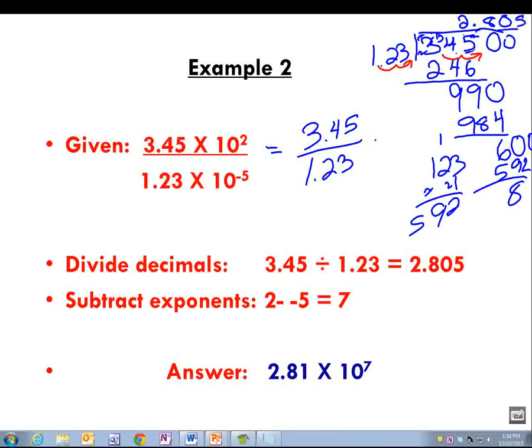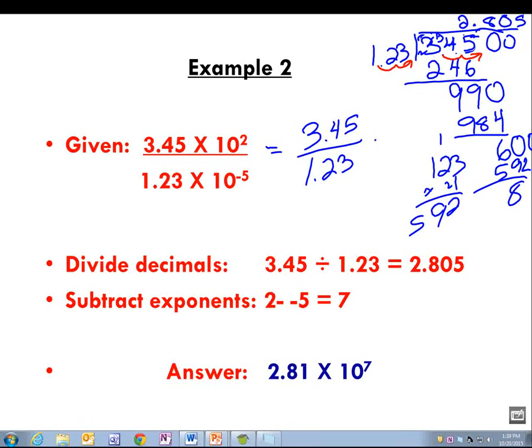805. So 2.805. 2 minus negative 7. We got the 7 already. And they rounded to just 2 decimal places. 2 decimal places for the final answer. When dividing scientific notation, only go to 2 decimal places so this doesn't take you 2 hours tonight.